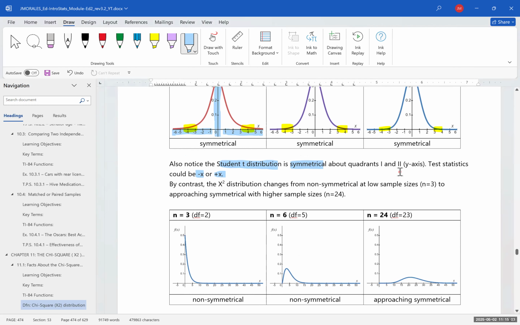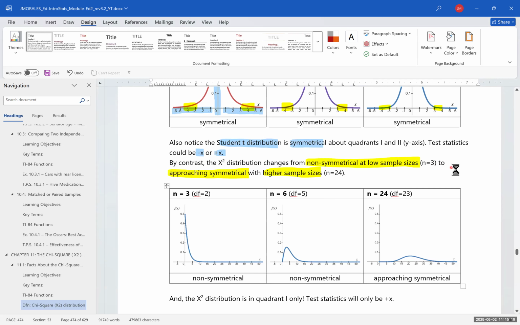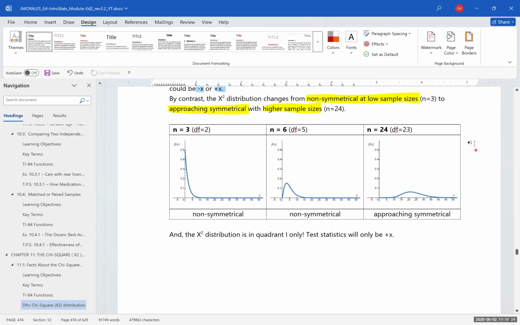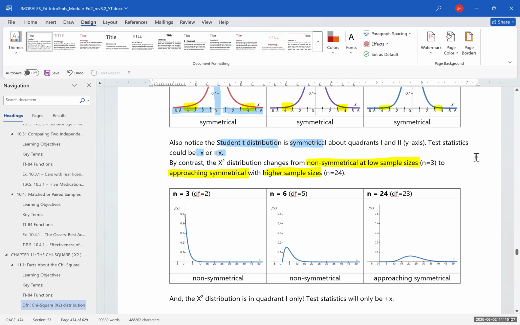By contrast, the chi-squared distribution changes from non-symmetrical at low sample sizes to approaching symmetrical with higher sample sizes. So this is actually a chi-squared distribution that you see in these three graphs. So you can see it changes shape quite a bit compared to the student's t. At low sample size, it's got a curve that looks like that. When the sample size goes up, it actually now has a bit of a peak.